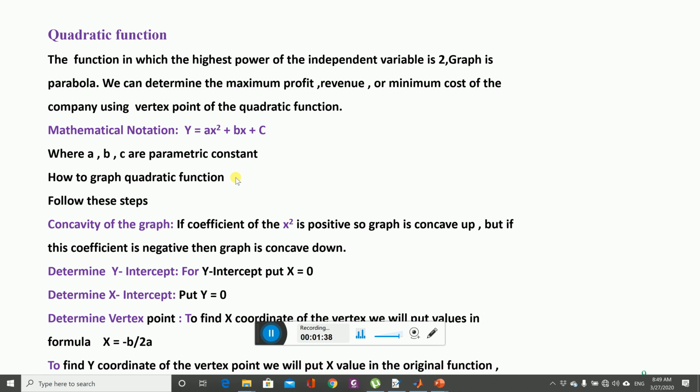Now, how to graph the quadratic function? We will follow the following steps. The very first step: concavity of the graph. If the coefficient of x square is a positive value, then the graph of this quadratic function will be concave up. But if the coefficient of x square is a negative value, then the graph of this function will be concave down. This is a short way to check the concavity of the graph.